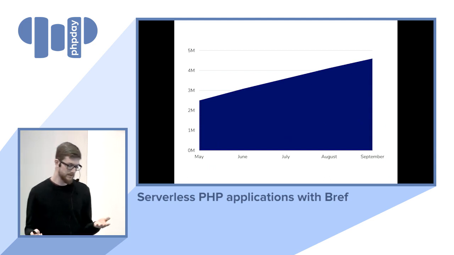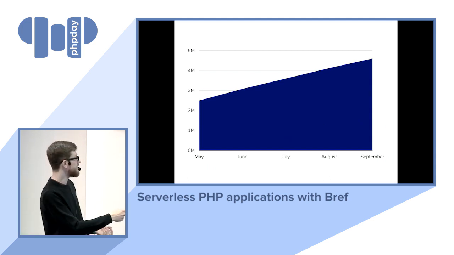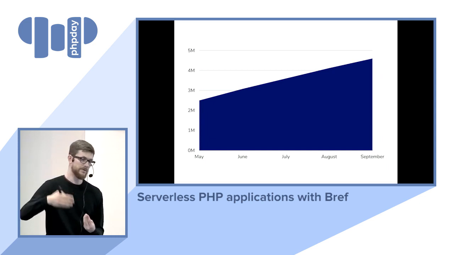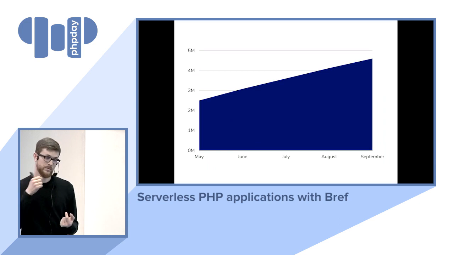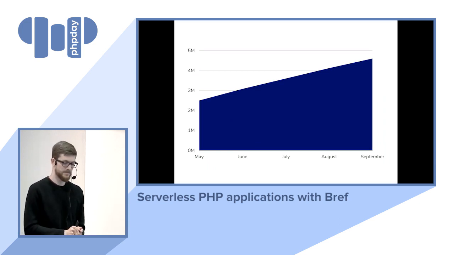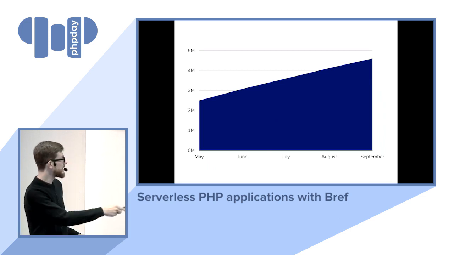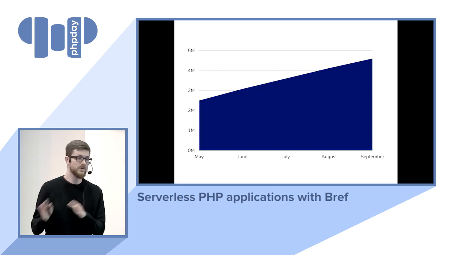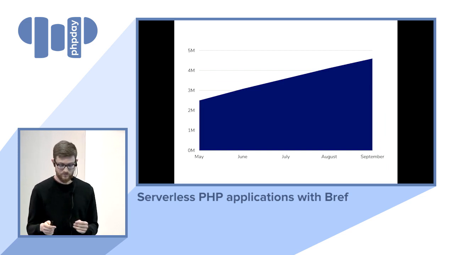And it was working fine, but eventually they started to have an Amazon bill that was more and more expensive every month. They had to deal with scaling, and they had trouble scaling sometimes. So what they did, they started doing that in July. They started moving from EC2 to Amazon Lambda using Bref.